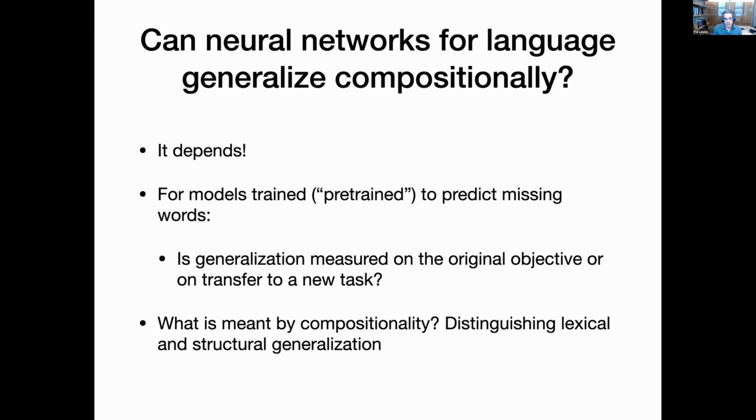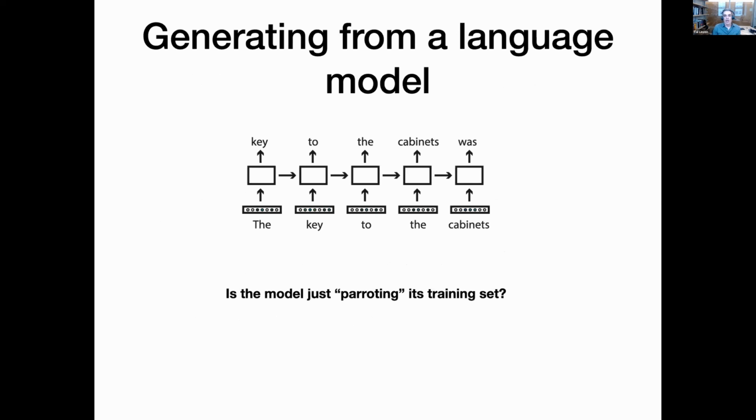So we're going to distinguish here two kinds of compositionality, lexical and structural generalization. We're going to see that language models are very good at lexical generalization, which just means putting a new word in a syntactic frame that you're familiar with, but are not very good at structural generalization, which means interpreting a completely new syntactic frame that's made up of a composition of smaller syntactic frames. So that's what I'm going to say today.